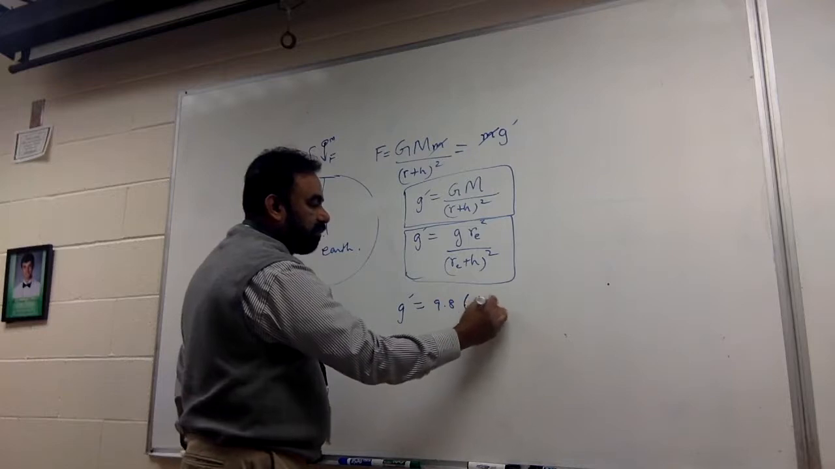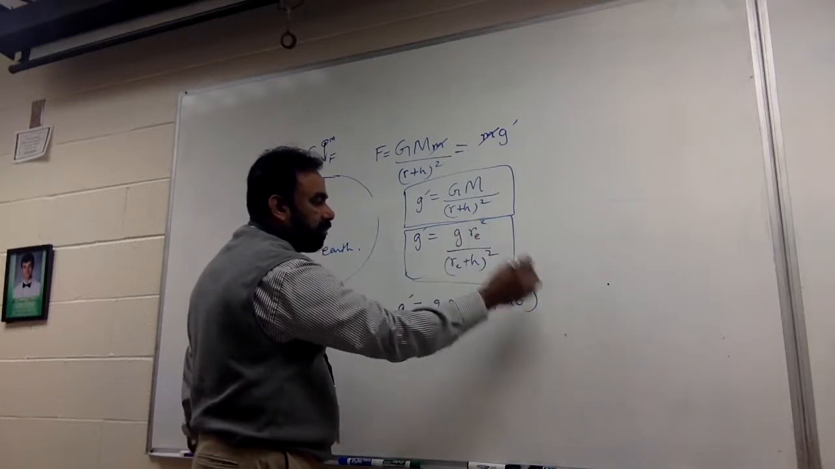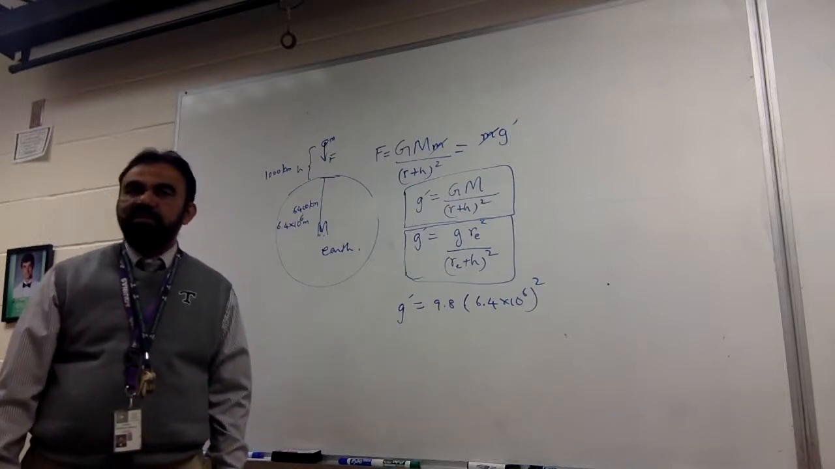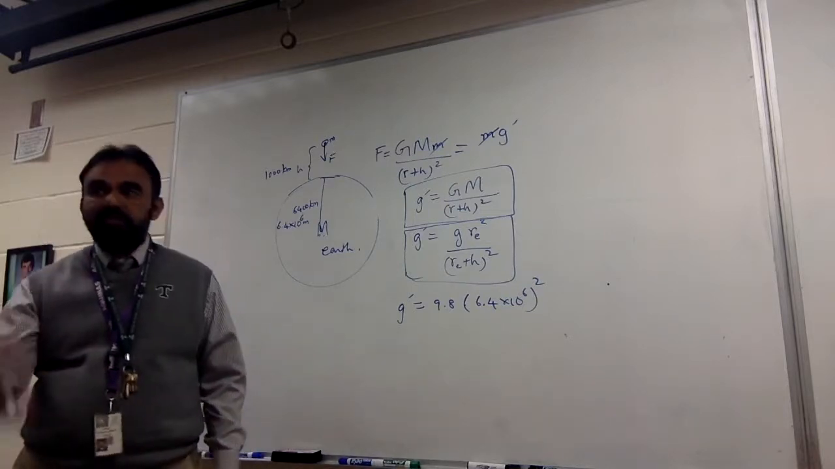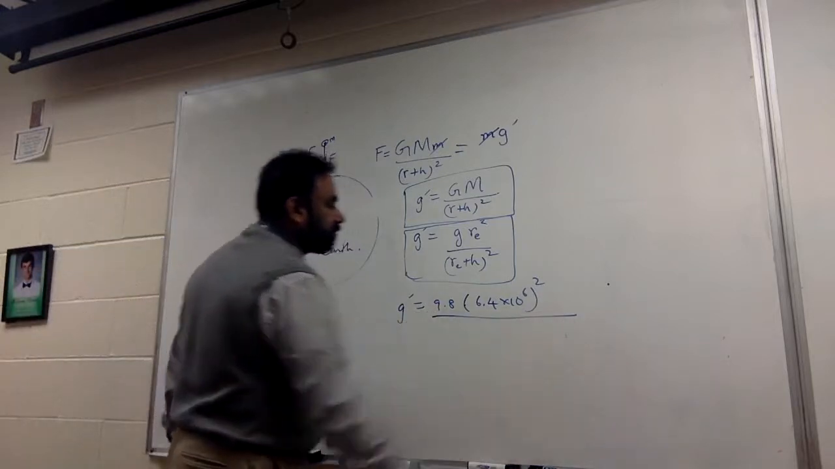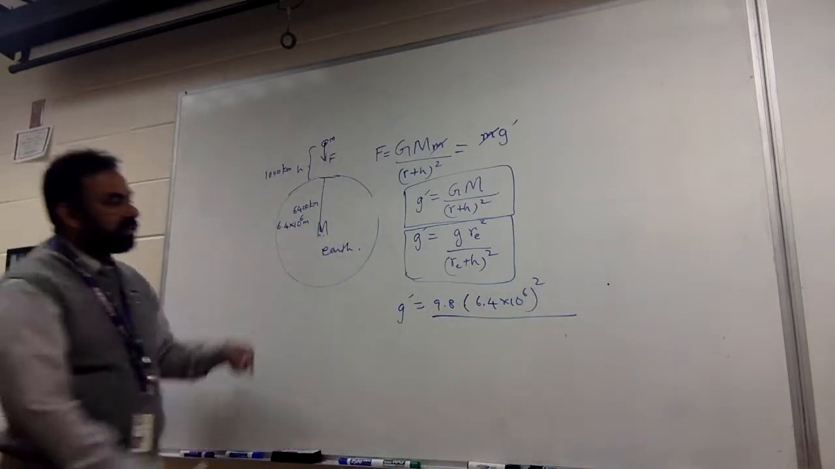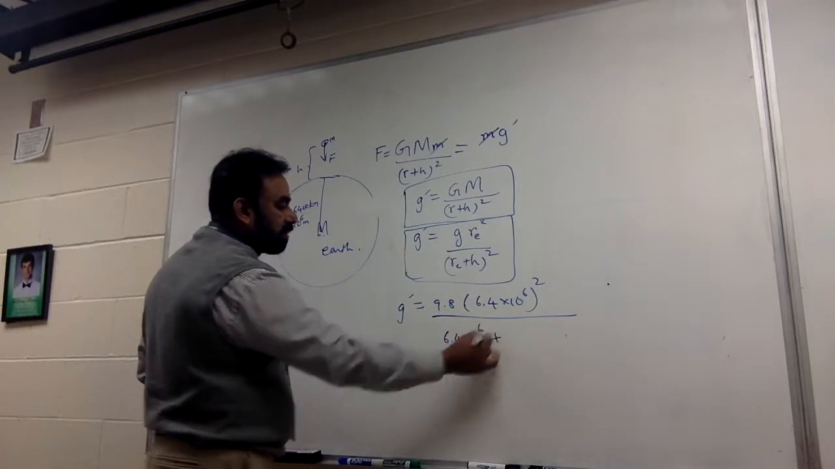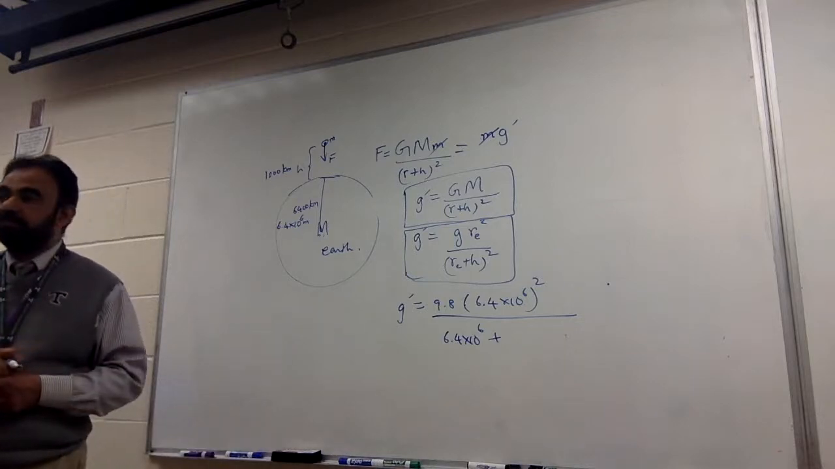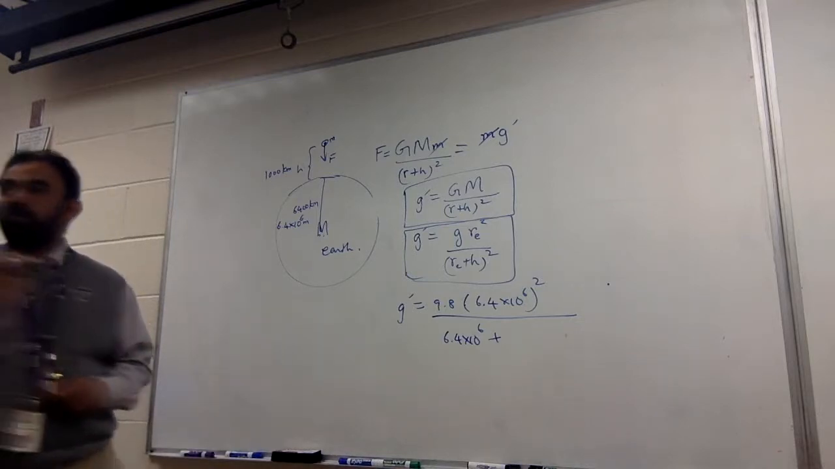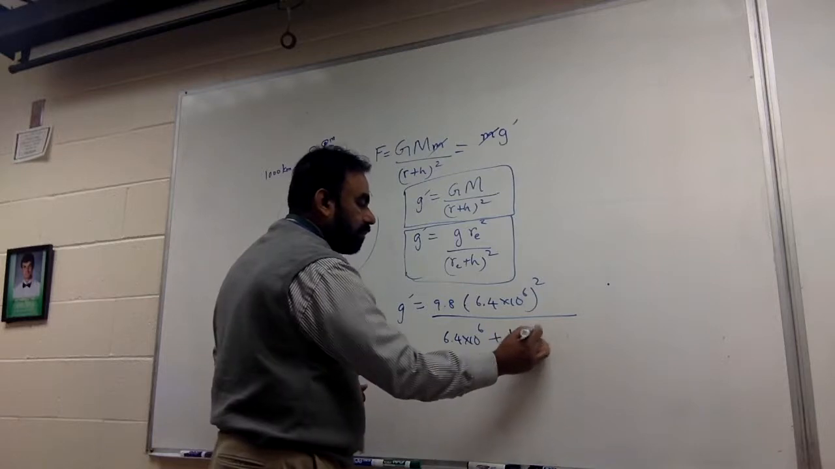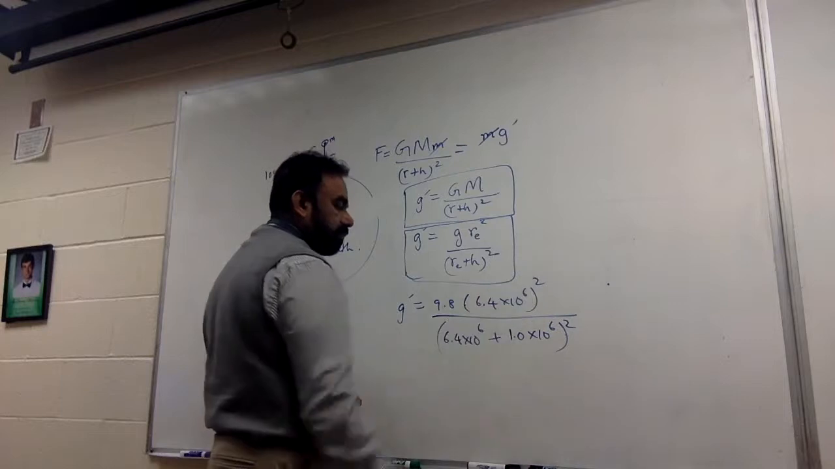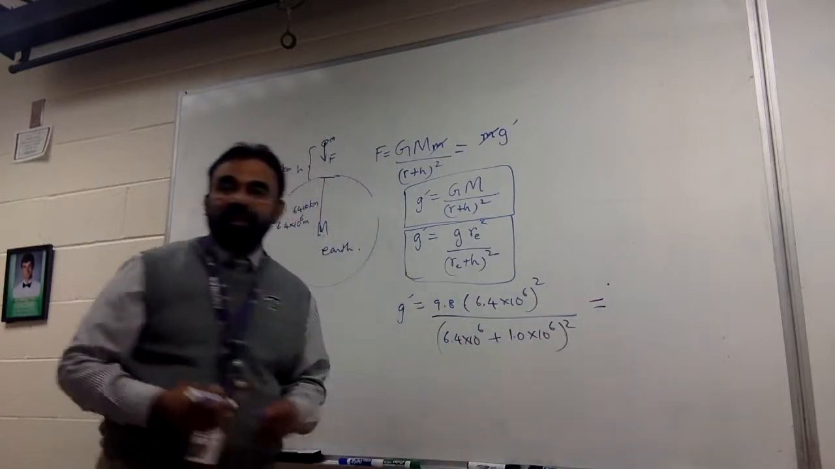So it is 6.4 times 10 to the power of 6, and don't forget to square it. That's a very common mistake. In this chapter, the biggest mistake that students make is forgetting to square where it needs to be squared. Over R_E again, 6.4 times 10 to the power of 6 plus H, which is 1.0 times 10 to the power of 6. Again, don't forget to square that. Can you calculate this and let me know what you get?